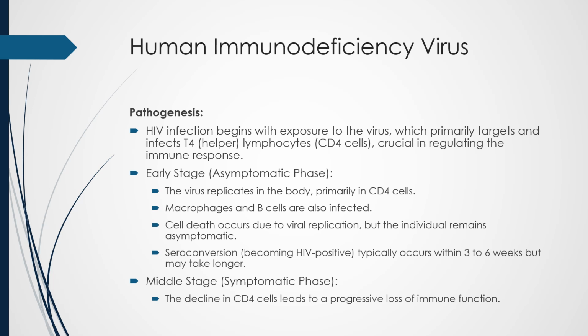In the middle stage or symptomatic phase, the decline in CD4 cells leads to progressive loss of immune function. Clinical symptoms become evident and the immune system can no longer fight infections or mount specific immune responses. The individual becomes more vulnerable to opportunistic infections and diseases, worsening immune dysfunction. HIV has a high mutation rate, leading to multiple strains within a single individual. These competing viral strains challenge the immune system's ability to respond effectively.